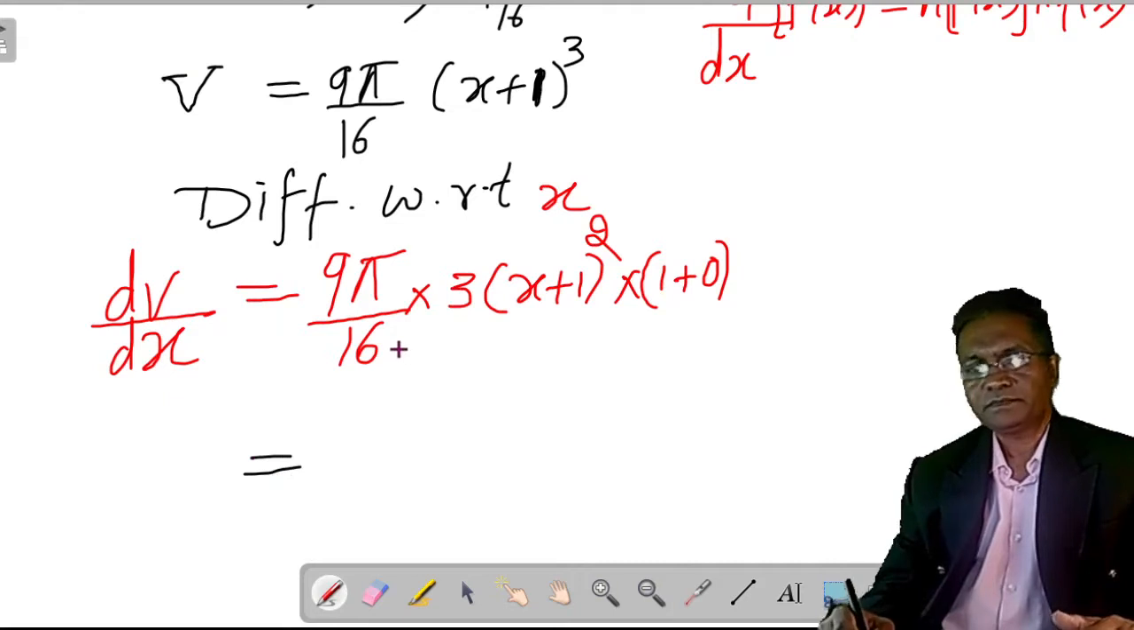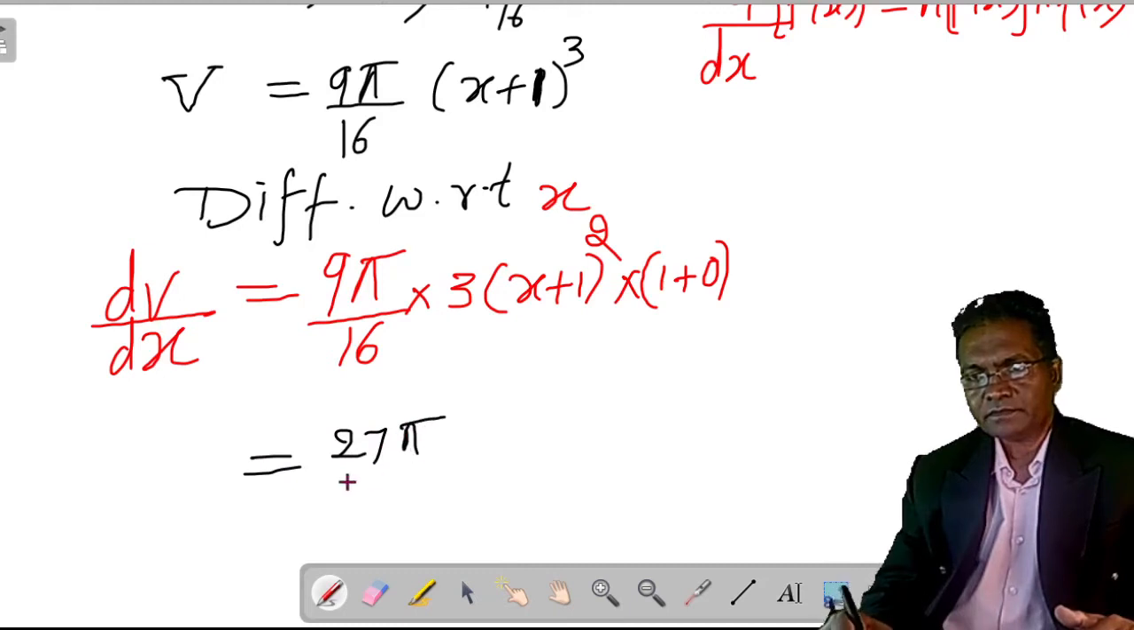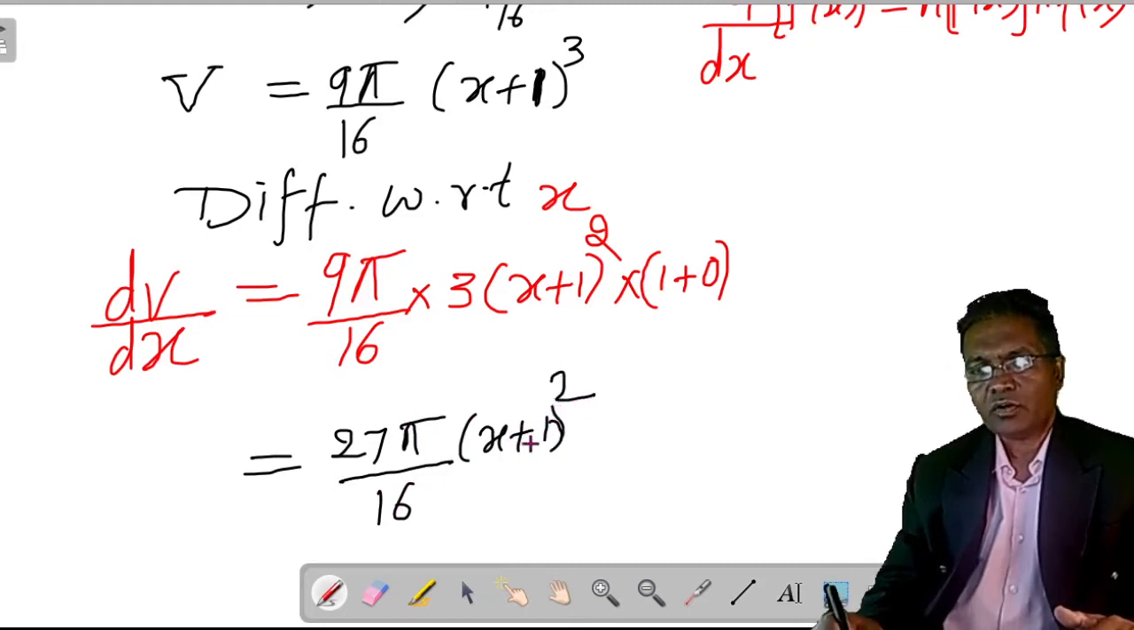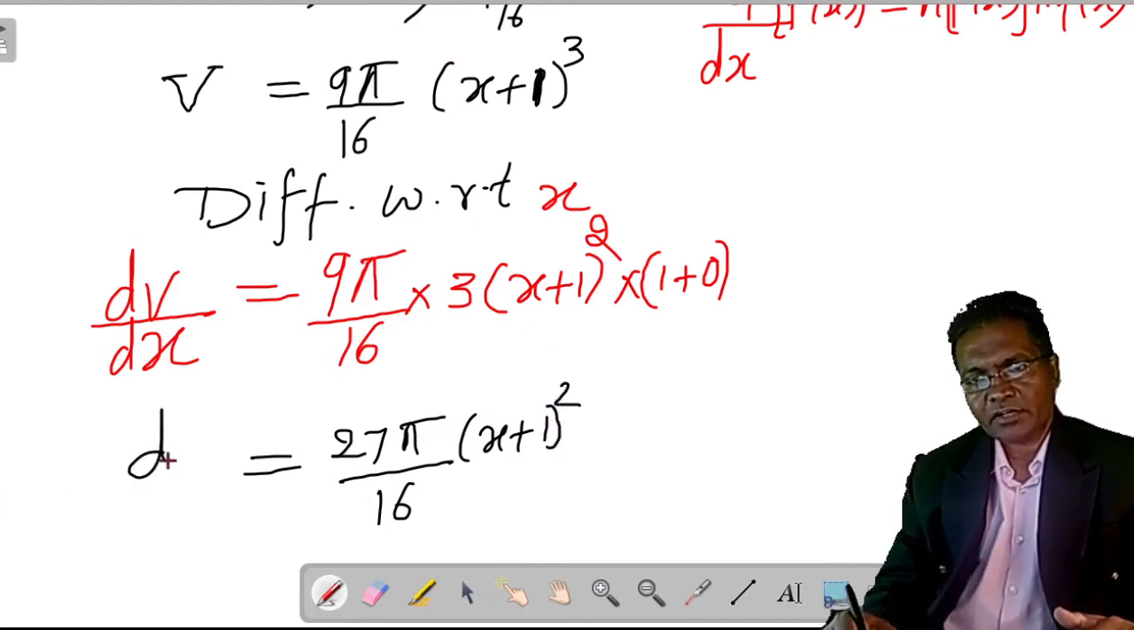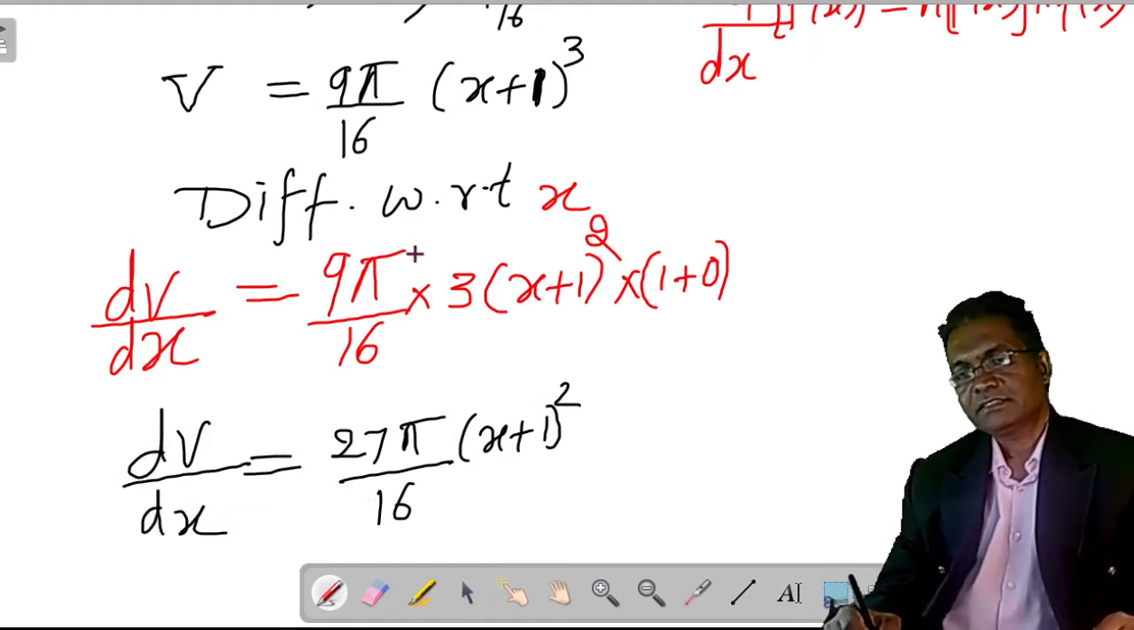Now you can write it as 9 3s are 27 pi by 16 into (x plus 1) whole square. Okay, so this is your rate of change of volume with respect to x. Okay, so let's move on to the next example.